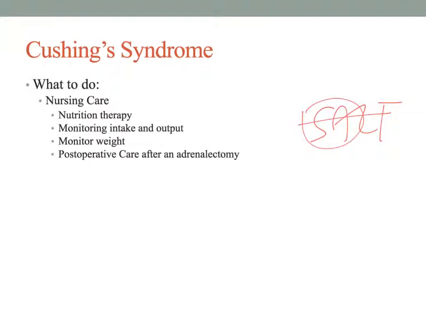GI bleeding is common in a patient with hypercortisolism. Cortisol inhibits the thick gel-like mucus that protects the stomach lining. So hypercortisolism can make the patient at risk for a GI bleed. Pathologic fractures can also occur. Remember, when someone is on long-term steroid treatment, that could put them at risk for osteoporosis. Same thing goes for a patient with Cushing's disease that has high levels of cortisol due to an adrenal gland problem.